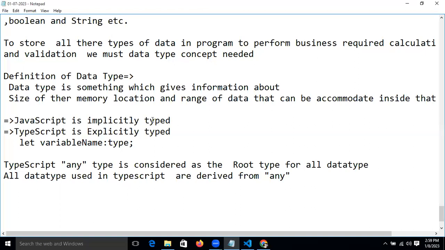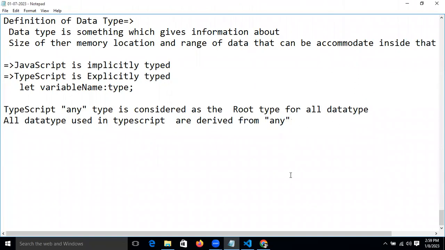So now, based on this discussion, let's discuss what those data types are. Let's see the different TypeScript data types.